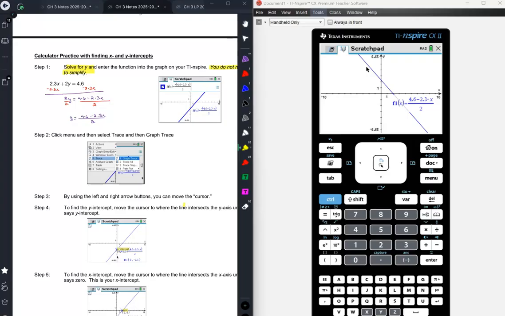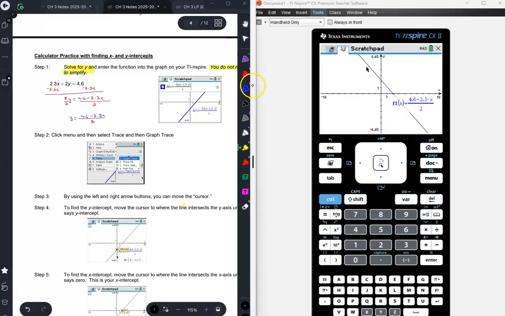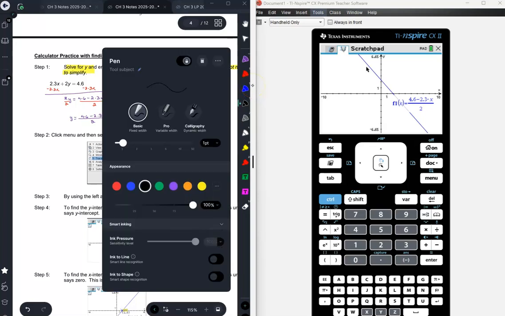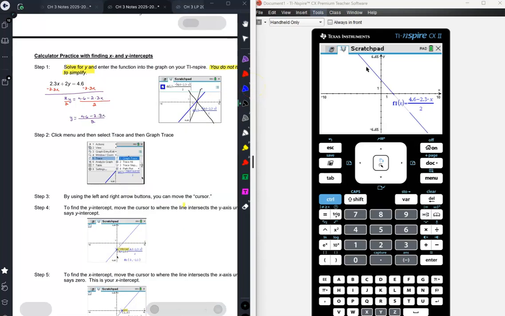So now, what we're going to do is we're going to trace this, and we're going to find the x and y intercepts. By the way, over here, I just realized this is the negative graph. So the one we graphed is correct. This one is the negative, so don't mind that. Okay, so take a look at what we're going to do. Step 2.